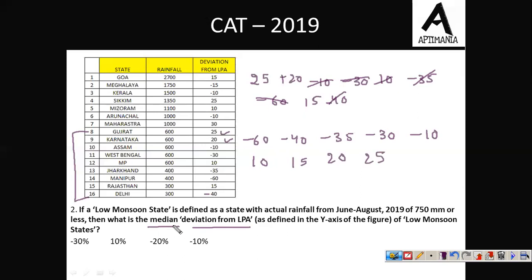Now median is what? The mid value. So mid value, if we talk about it, there are 1, 2, 3, 4, 5, 6, 7, 8, 9 terms. So mid value will be the fifth term, that is -10. So the correct answer is -10%.